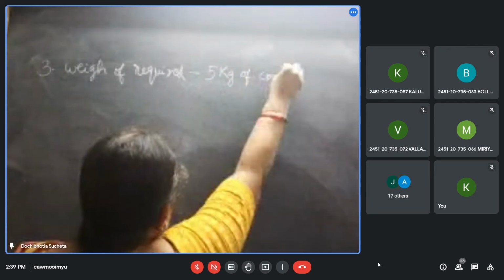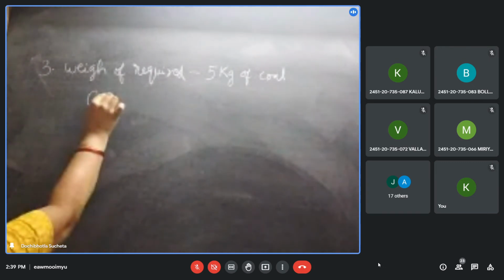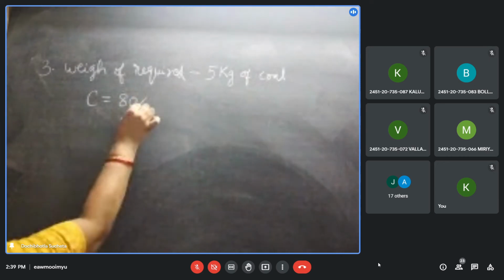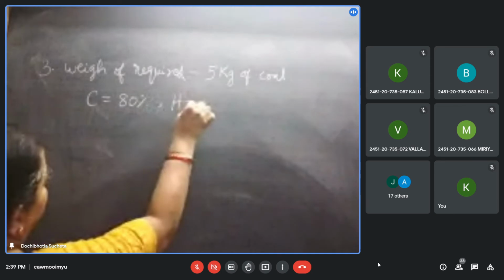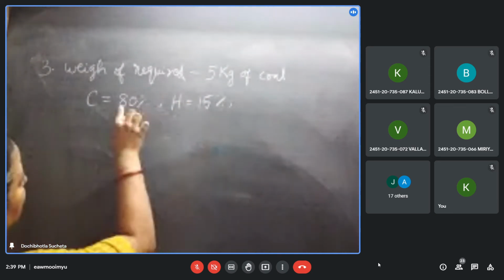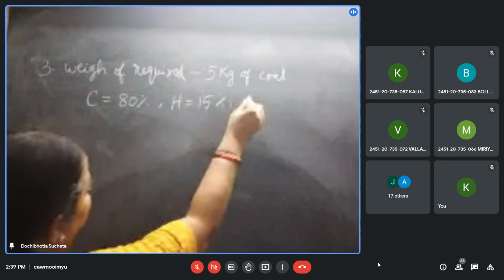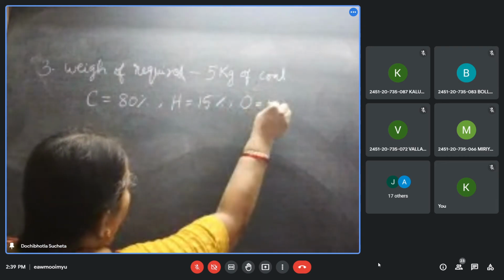Okay. In the last numerical, the calculation was very easy because we only considered carbon present in the coal. Now he says the given sample has carbon 80%, hydrogen 15%, the rest is oxygen. So 80 plus 15 is 95. 100 minus 95, oxygen will be 5%.